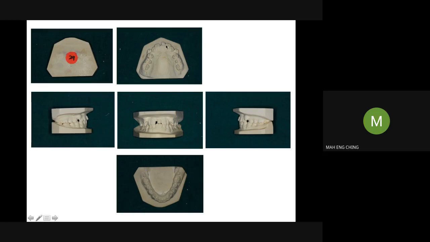This one, what is that? This one, 1, 2, 3, 4, 5, 6. There's something extra in the middle. There's a supernumerary in the middle, causing the median diastema. So this one, I would say supernumerary is considered 4x.